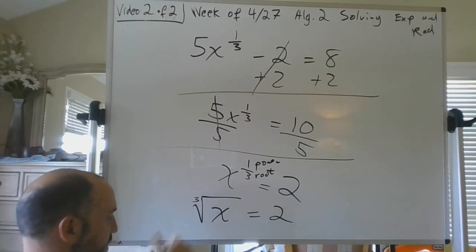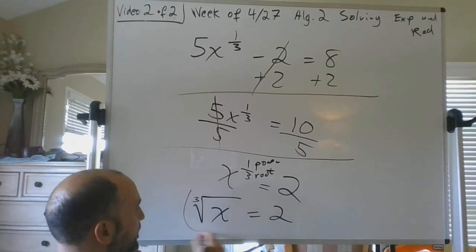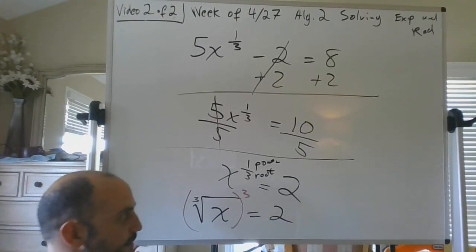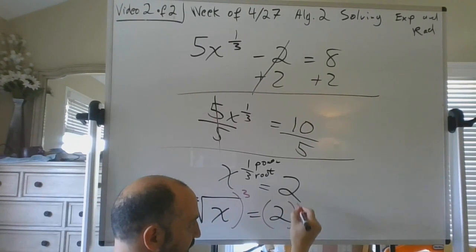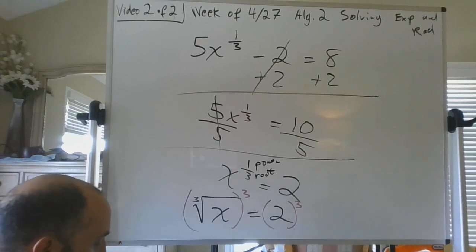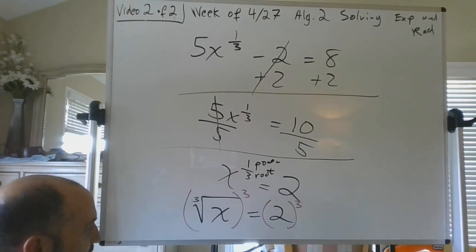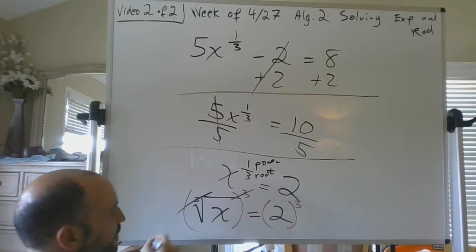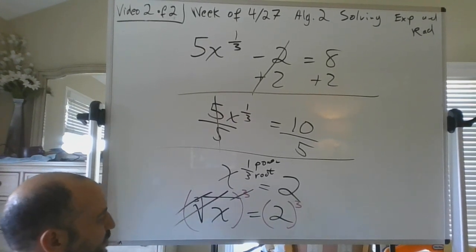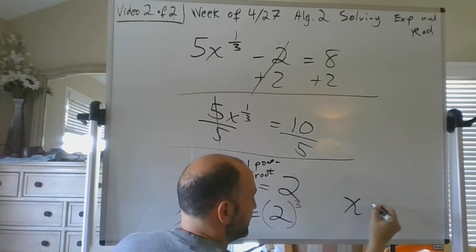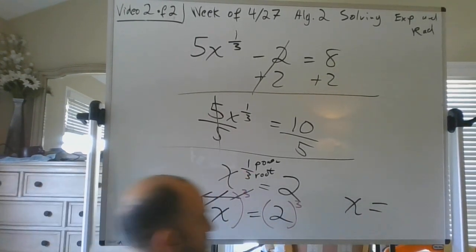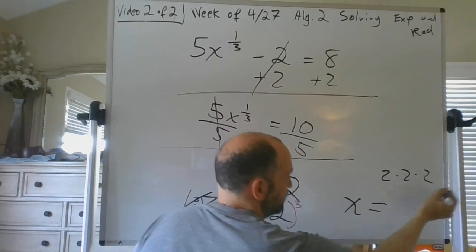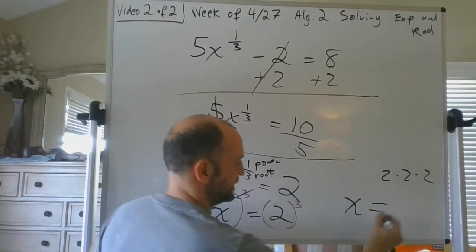All right, now, last step here. Let's get rid of this cube root. Again, the inverse of a cube root is to cube it. What I do to one side, I do to the other. So notice I put it in parentheses. What's going to happen here? Okay, the cube and the cube root are going to cancel. You're going to be left with just x equals 2 cubed, which is 8.